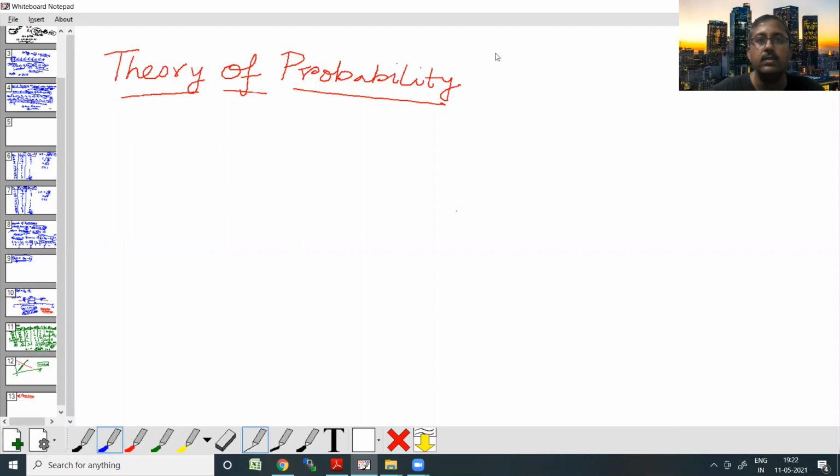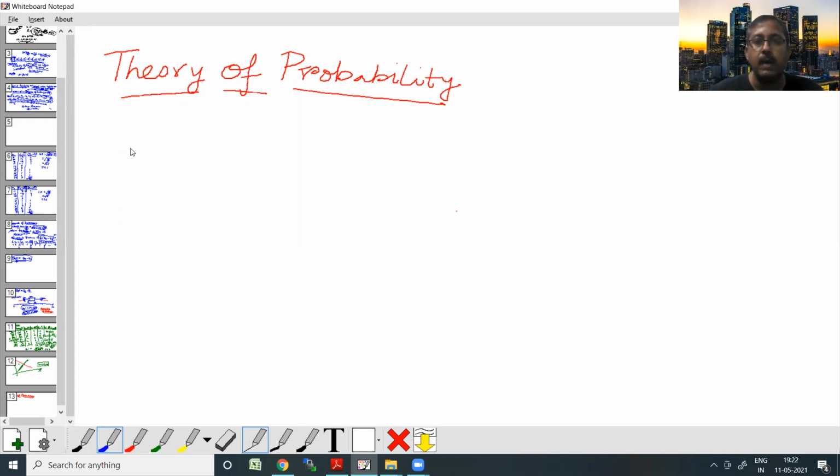Now, before we get into the basics of inferential statistics, I think we need to understand the basics of a concept which provides the foundations of inferential statistics. That concept is the concept of probability, right? So before we move into inferential statistics, let's try to understand the concepts of probability.